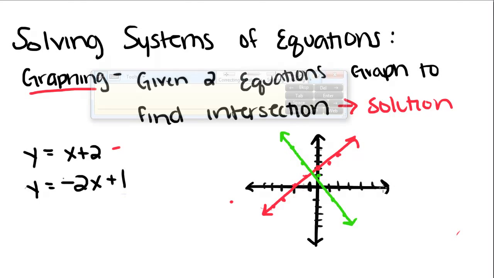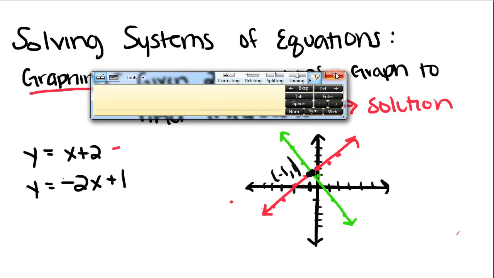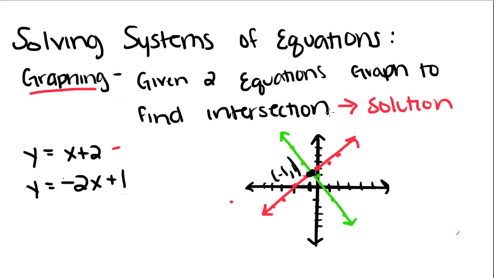and you'll see that that is approximately negative 1, 1. And like I said, it'll be easier to see on graph paper where you have exact scales and everything. So our solution for this point is negative 1, 1.